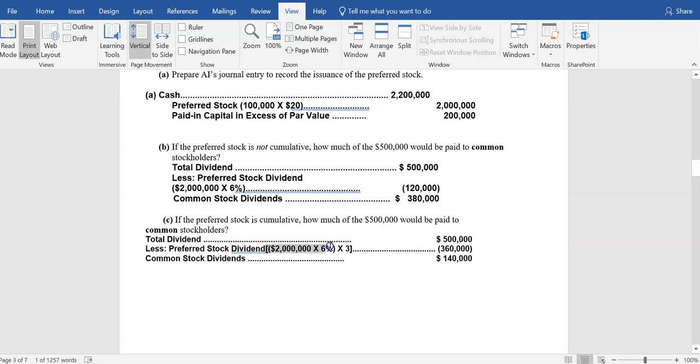The cumulative preferred stock means they should have been paid $120,000 each year, and they hadn't been paid in those first 2 years. So they're not only owed the current year's $120,000, but they are also owed the dividend from the first 2 years of the company's operations. So $120,000 times 3 means of the $500,000 in dividends being paid, $360,000 will go to the preferred shareholders, and the remaining $140,000 will go to the common stock shareholders.